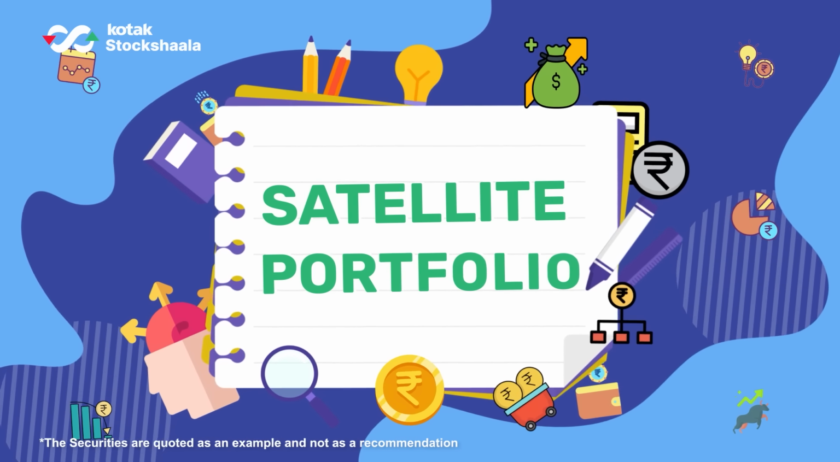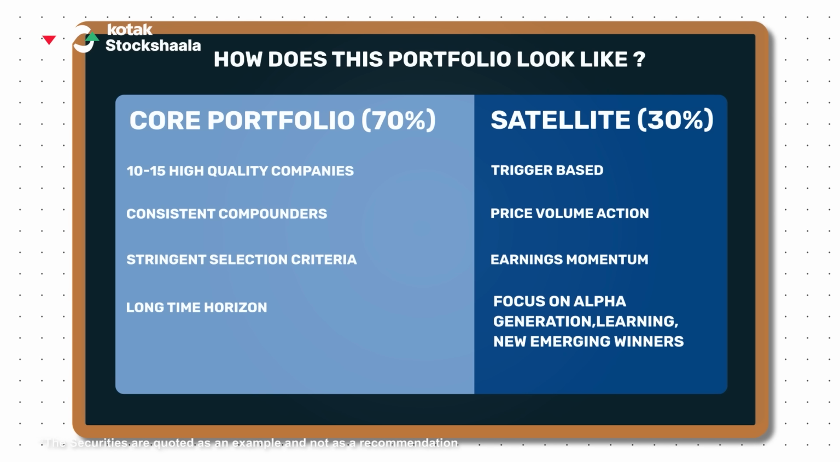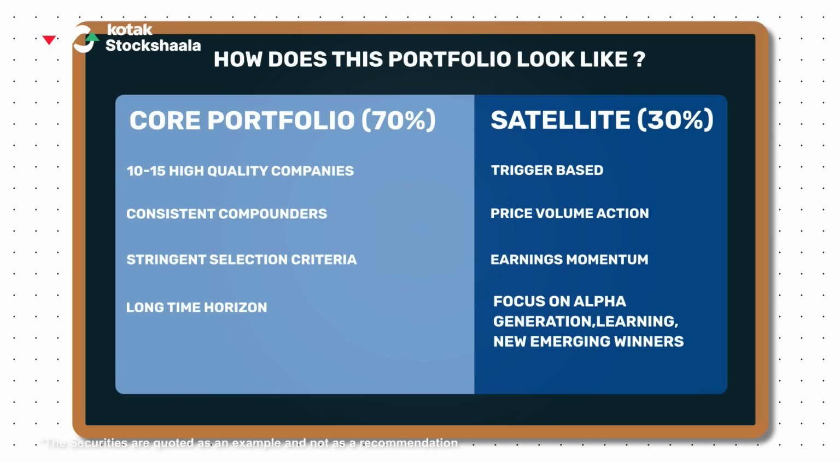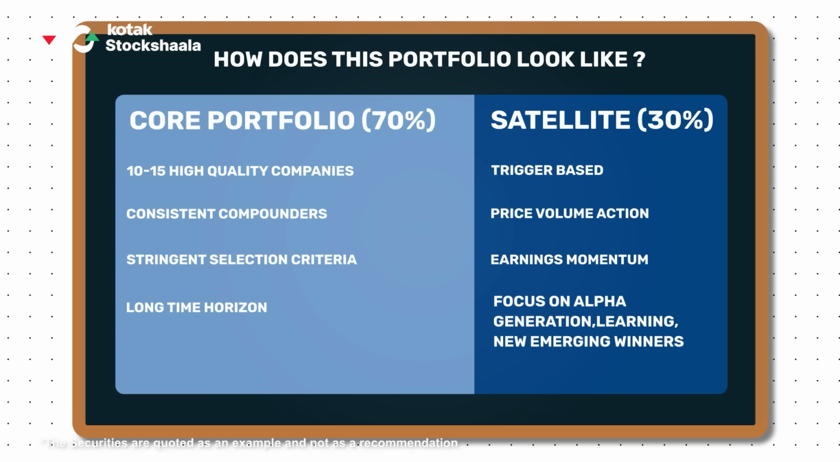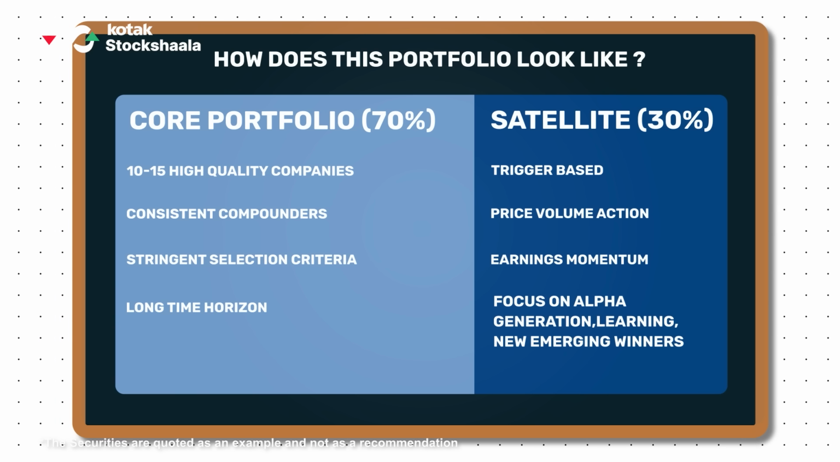Now this video is all about the satellite portfolio. If you look at the screen, I do 70% in the core portfolio, which is the long-term compounding portfolio, and 30% is where I want to find new sectors, new opportunities, new companies which are just emerging. They might not have done great in the past. They might have some powerful four-cylinder model earnings growth trigger for the future.